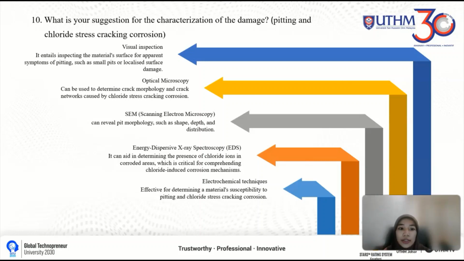Next, energy dispersive X-ray spectroscopy (EDS). It can aid in determining the presence of chloride ions in corroded areas, which is critical for comprehending chloride-induced corrosion mechanisms. And lastly, electrochemical techniques are effective for determining a material's susceptibility to pitting and chloride stress cracking corrosion.